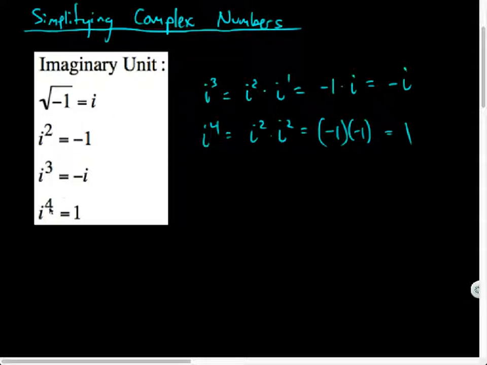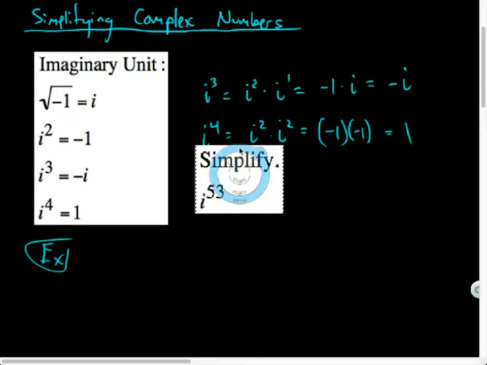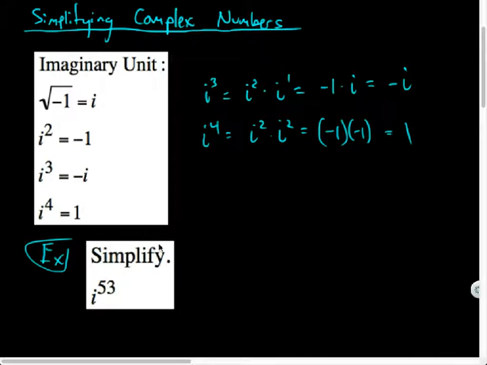So knowing these four values is very helpful because i to the first, i to the second, i to the third, i to the fourth, their values end up repeating in a pattern indefinitely, so to speak. So for instance, if I wanted to do this example, which I do want to do, this is how we would do it. Simplify i to the 53rd power.